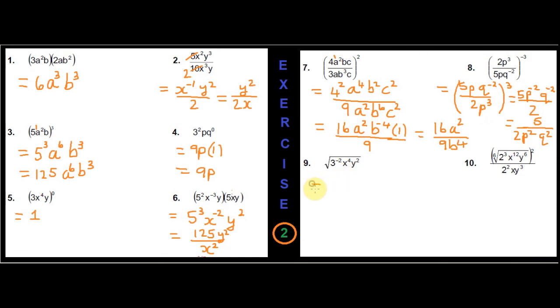Looking at number 9, we know that we're going to divide all the powers by 2 since we are working with a square root. So minus 2 divided by 2 is minus 1. 4 divided by 2 is 2. And 2 divided by 2 is 1. So it's just y. And now we can take the 3 to the negative 1 into the denominator. It becomes 3 to the plus 1. And we still have left x squared y in the numerator.